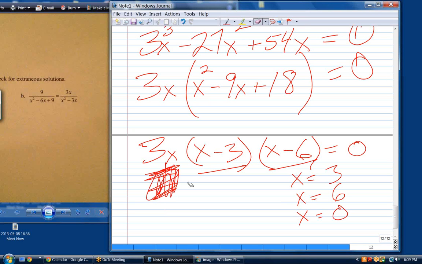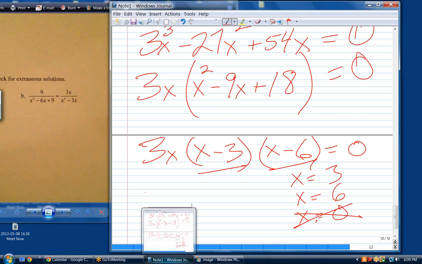However, when we go back and start plugging those in, notice that x equals 0 is not going to work, because that's going to make this denominator 0. Immediately I can rule that one out. Okay. So let's check the other two. x is equal to 3. What do we have? We have 9 over what?